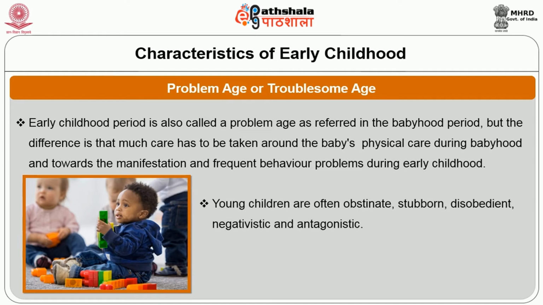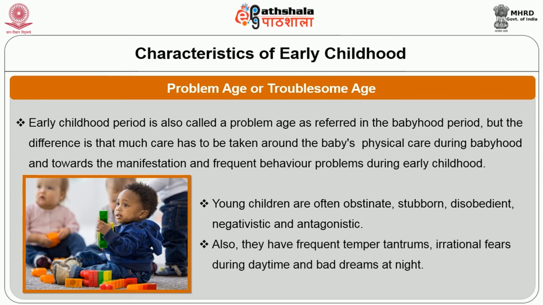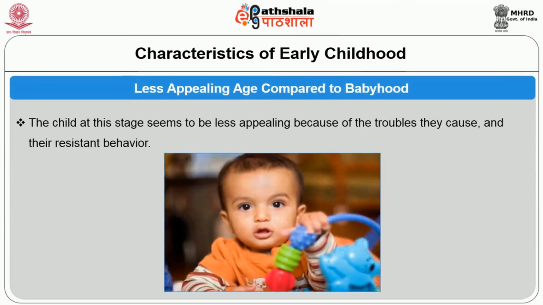Young children are often obstinate, stubborn, disobedient, negativistic and antagonistic. Also, they have frequent temper tantrums, irrational fears during daytime and bad dreams at night. Second is that it's a less appealing age compared to babyhood. The child at this stage seems to be less appealing because of the troubles they cause and their resistant behavior.